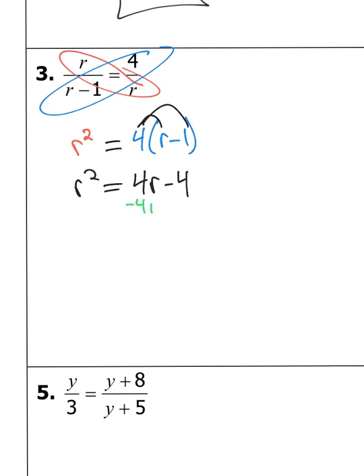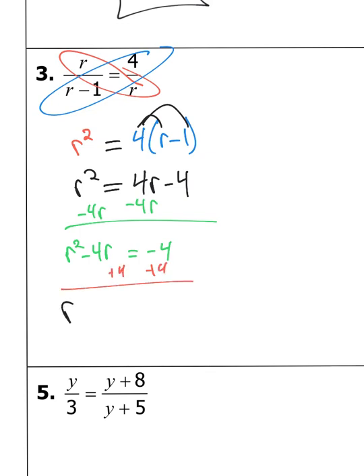So if I subtract 4R on both sides, okay, and then add 4 to both sides. Again, just trying to bring everything over. So I have a quadratic set equal to 0. Why did I want to do that? If I have a quadratic set equal to 0, well, now I can try and factor.